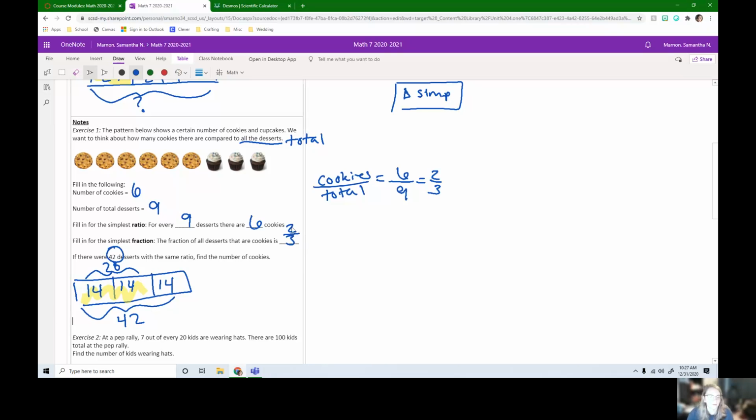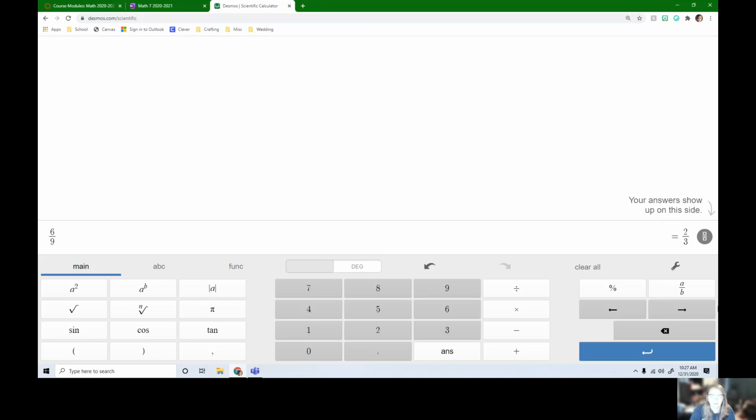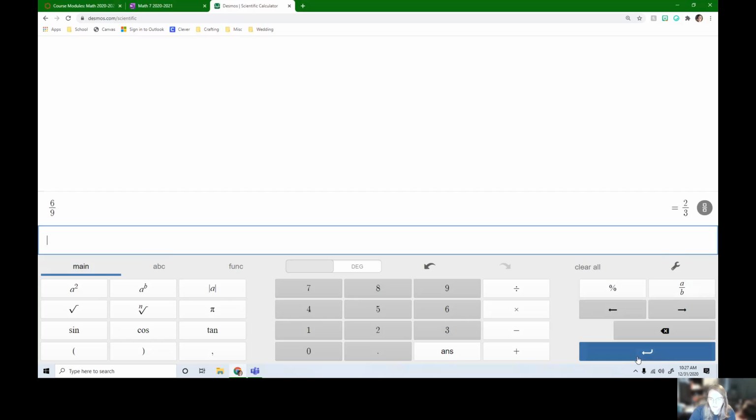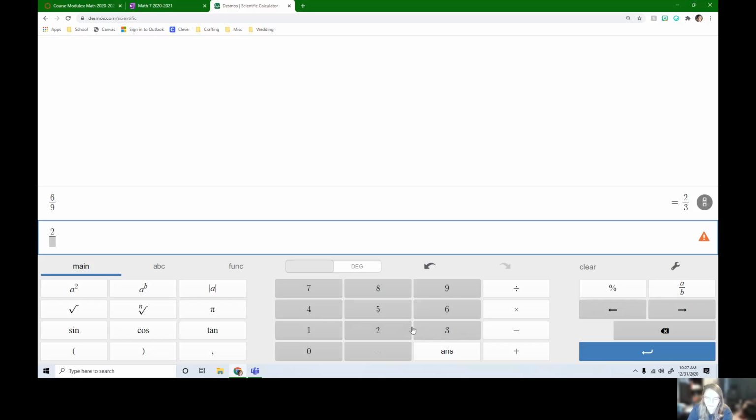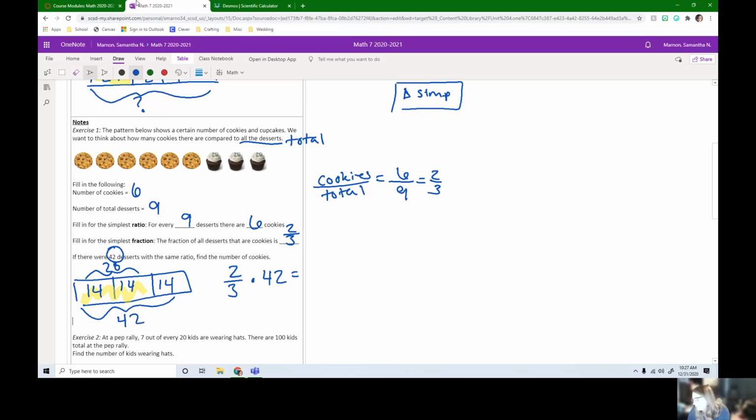The other way, 2/3 of 42, we would do 2/3 times 42. And if we check it on our calculator here, so enter 2/3 times 42, we do get 28. So 28 cookies.